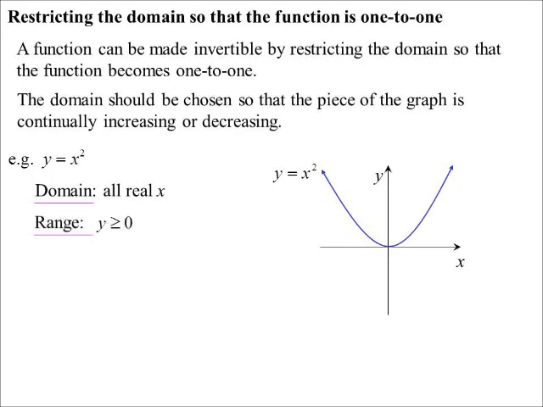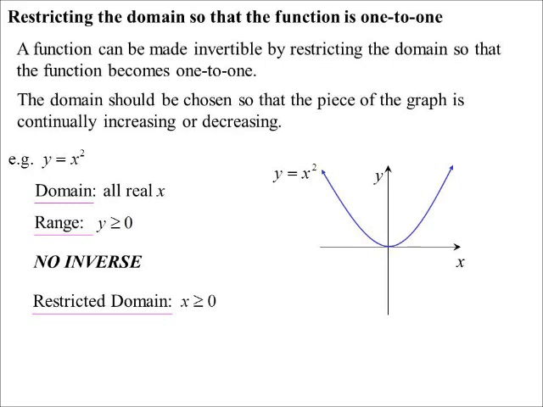I can't use that domain though, because it's got no inverse over that domain. So I want to pick a piece of this parabola which is either continually increasing or decreasing. So I suppose we've either got the left-hand side, which is always going down, or the right-hand side, which is always going up. I would tend to go with the positives, so I'm going to choose x is greater than or equal to 0. If I just use that piece of the graph, then I've got a function that's continually increasing. And if I do that, the range stays the same.